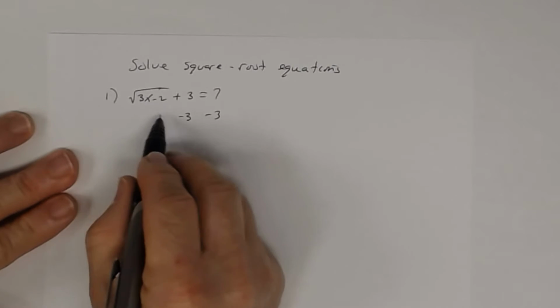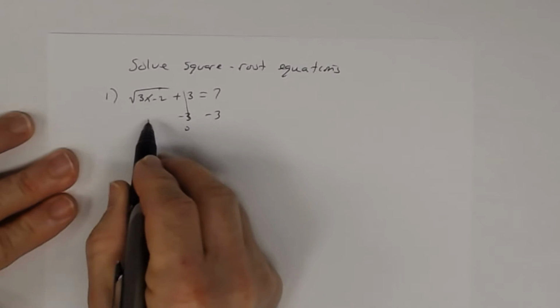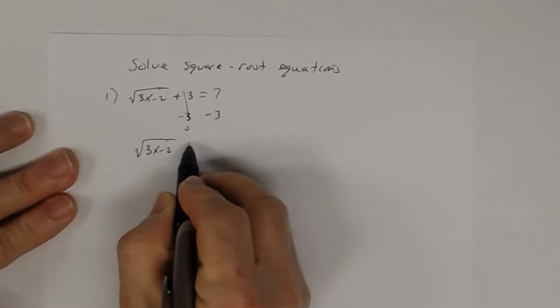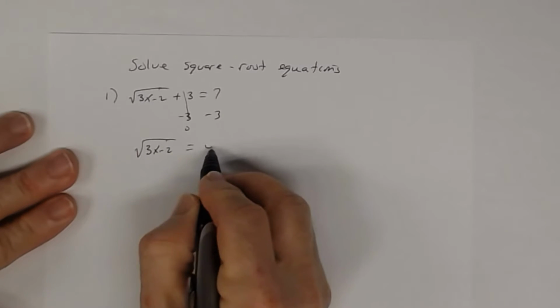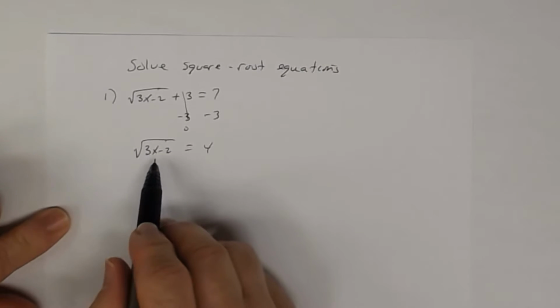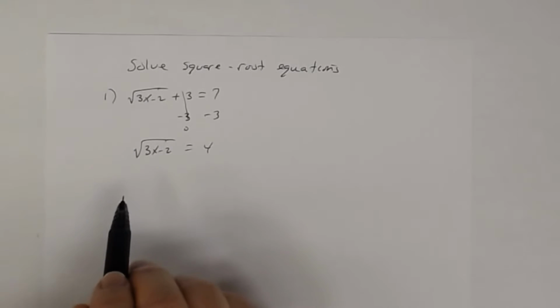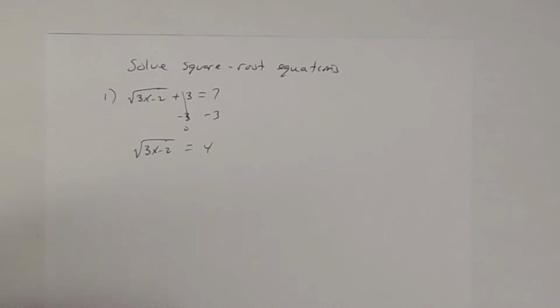Now when I combine like terms, this becomes 0, and so I get the square root of 3x minus 2 is equal to, and then 7 minus 3 is 4. Okay, now remember you got to solve this algebraically. Sometimes you can mentally solve this, but you got to do the work algebraically.